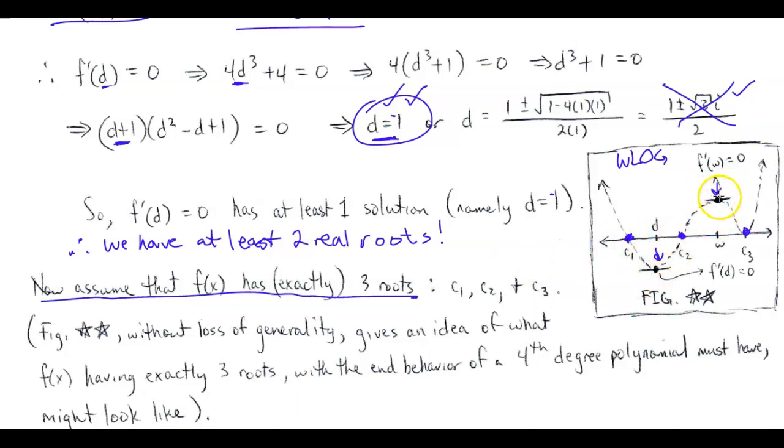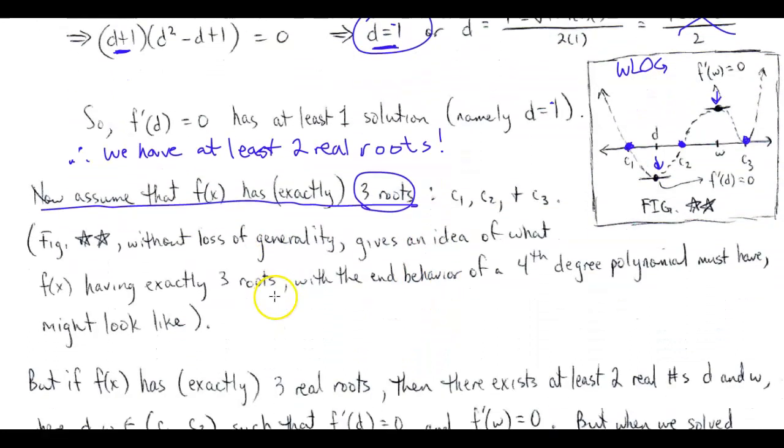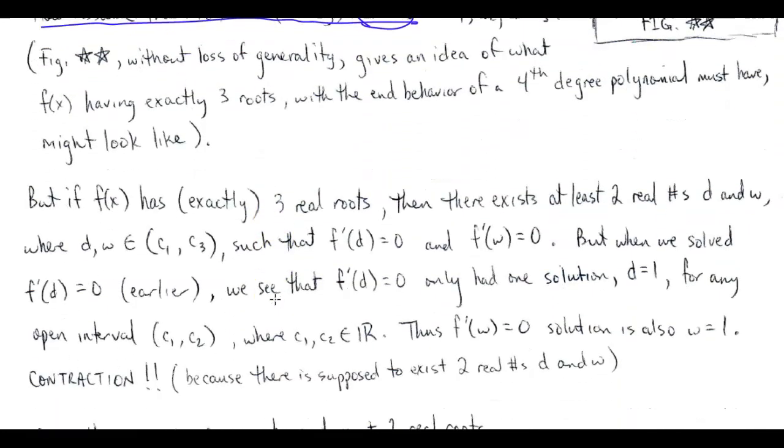And I know that because I'll have a horizontal tangent line there, which means the derivative of the function at d and the derivative of the function at w are both going to equal 0. Okay, so that has to be true if I have exactly 3 roots or 3 solutions to this equation. Now if we have exactly 3 real roots, then of course, like I said before, at least 2 real numbers d and w have got to be in between c1 and c3. Okay, and again, this needs to be a -1 here.